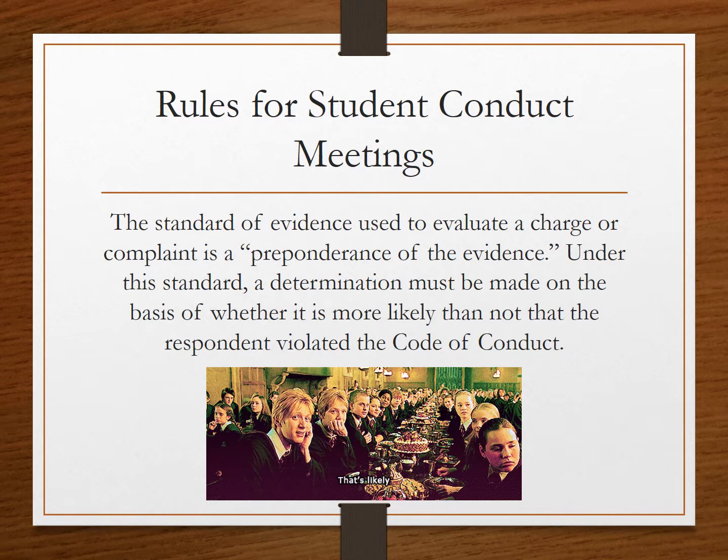This is different than what you might be used to in the criminal court, where they use a standard called beyond a reasonable doubt. In that case, you have to be more than 99% sure that the person is responsible. Using preponderance of evidence, though, you only have to be 51% sure, so the bar is lower in finding responsibility.